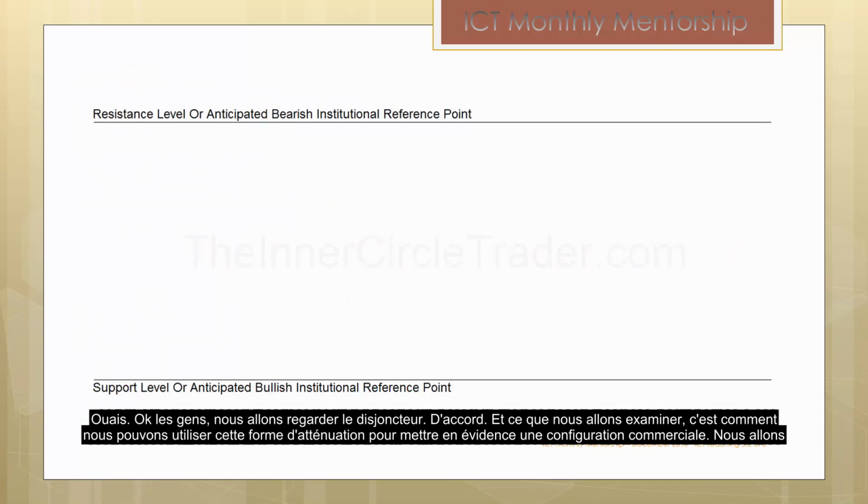Okay, folks, we're going to be looking at the breaker. And what we're going to be looking at is how we can use this form of mitigation to highlight a trade setup.